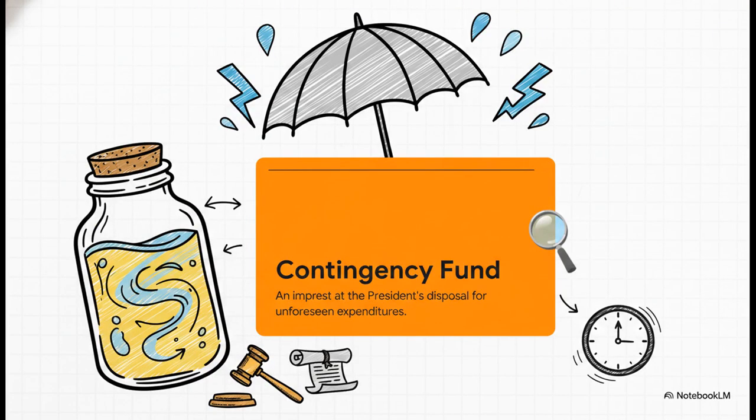And then, of course, we have the emergency jar. This is the Contingency Fund of India, outlined in Article 267(1). It acts as an immediate advance, an imprest, that's kept squarely at the president's disposal. It literally exists just for those sudden, unforeseen expenses that pop up when Parliament isn't in session to approve a withdrawal from that main consolidated fund.